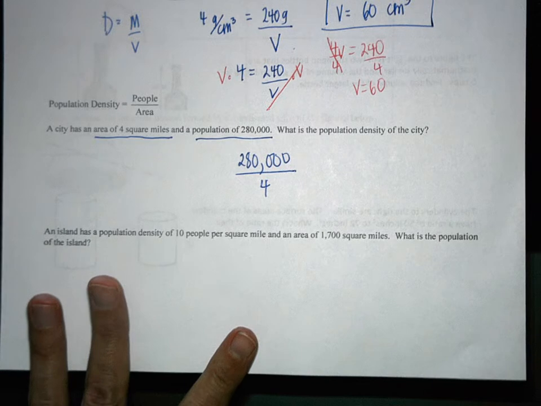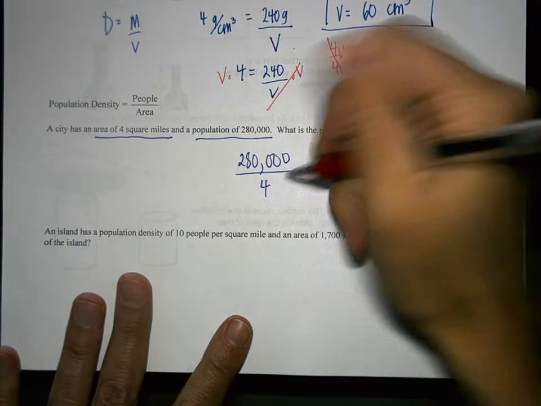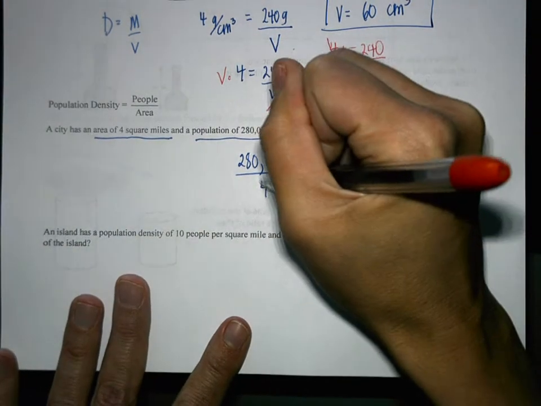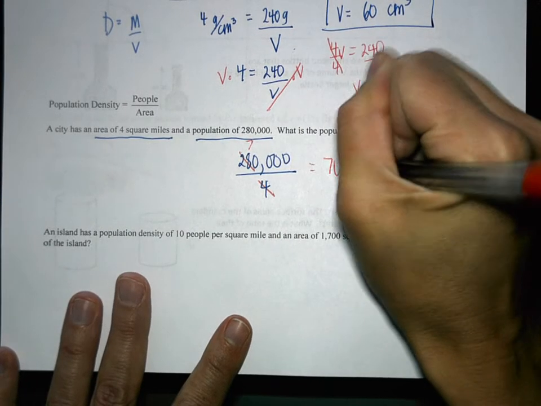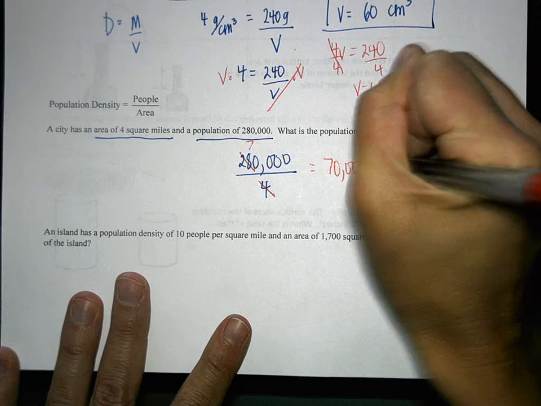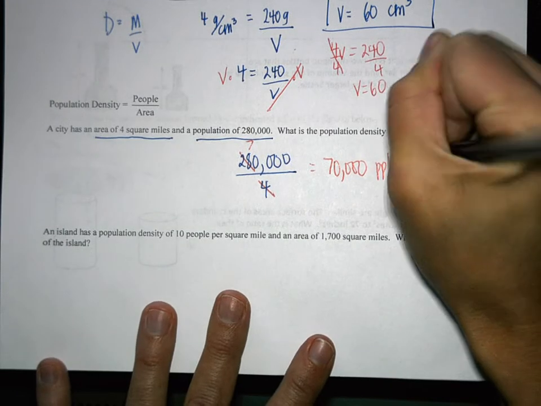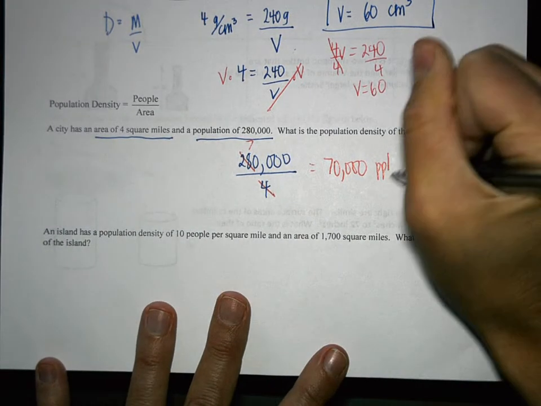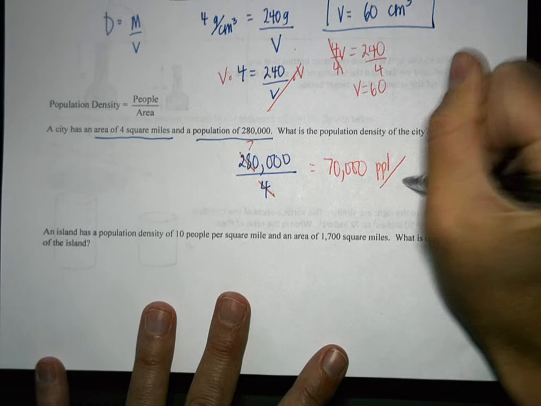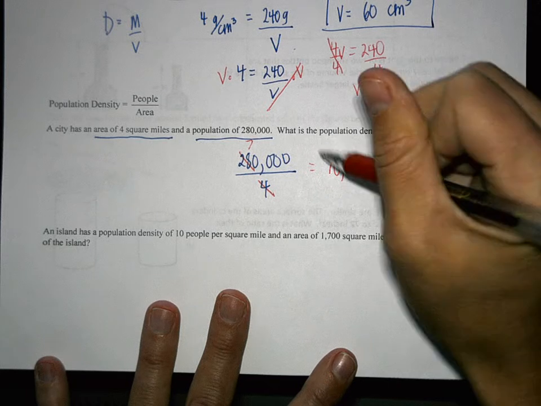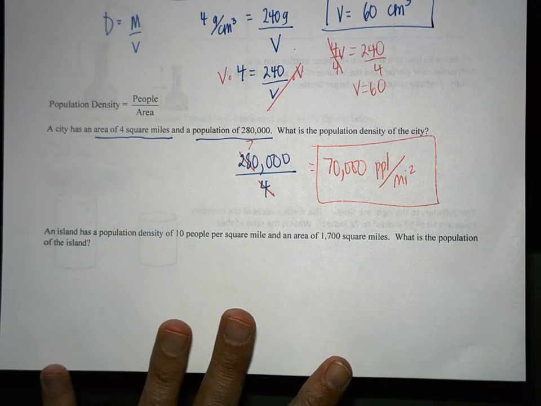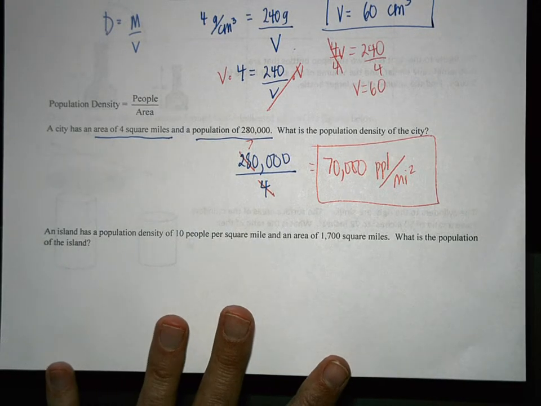280,000 over 4. And then again, you can reduce. 4 goes into 28 how many times? 7 times. So that means the answer is 70,000, and it's people, which is PPL, per square mile. And I'm going to write that as mile squared. Any questions?